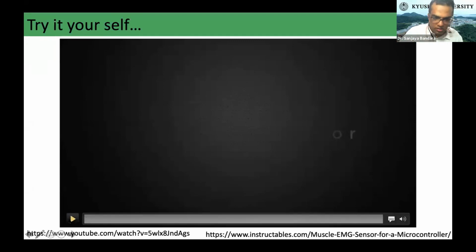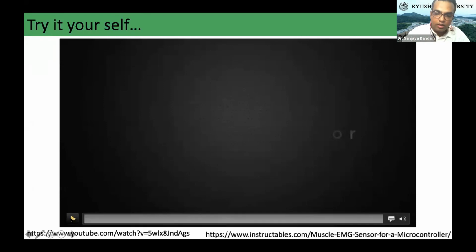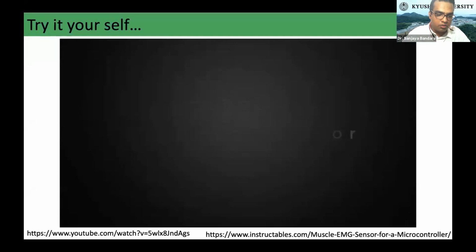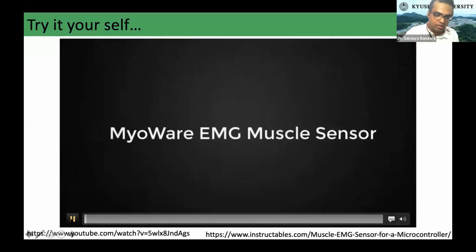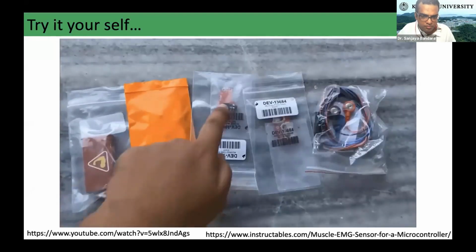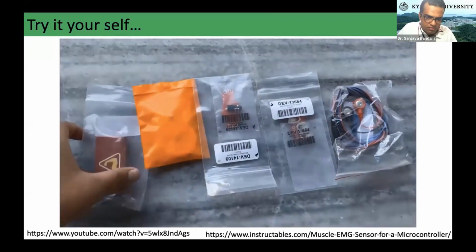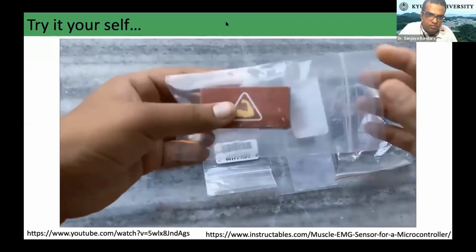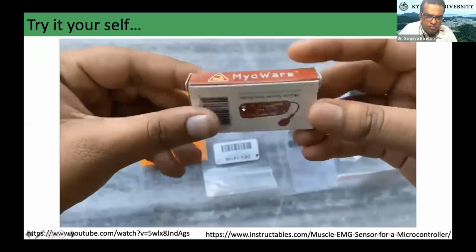So this is, I copied from YouTube. So thank you very much for the original creator. I'm just showing you what is available, and of course, I think you know how to do searching, maybe even better than me. So let's see the Myoware EMG muscle sensor kit that I recently purchased from Amazon. Here are the multiple packets containing the main sensor board along with the expander board and different kits. We will see all the packets separately and learn what is inside and how to use them.